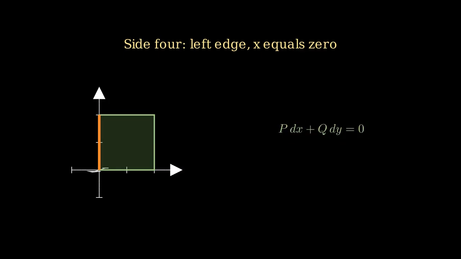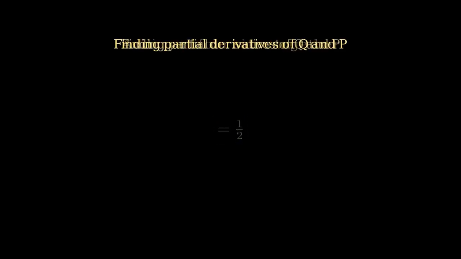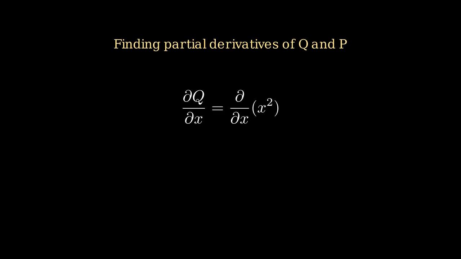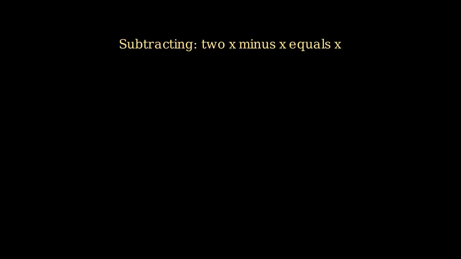Now we add up all four sides to get the total line integral. 0 plus 1 plus negative 1/2 plus 0 gives us 1/2. Next, let's compute the equivalent double integral over the region. We need the derivative of Q with respect to x, which is ∂Q/∂x, equal to 2x. We also need the derivative of P with respect to y, which is ∂P/∂y, equal to x. Subtracting these gives us ∂Q/∂x minus ∂P/∂y equals 2x minus x, which simplifies to just x.